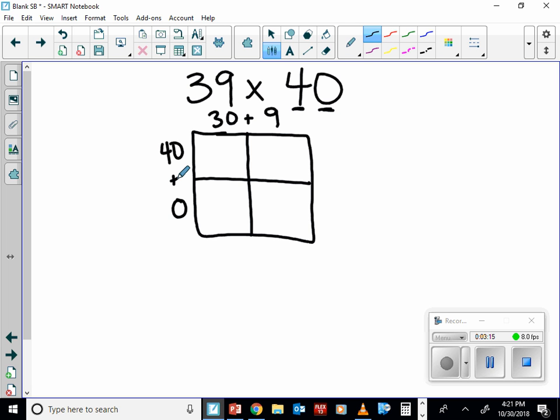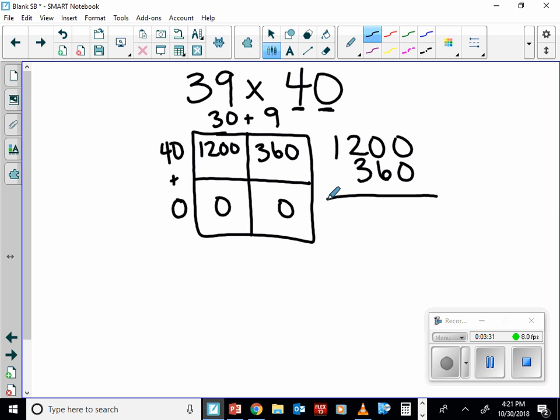So 4 times 3 is 12. Add 2 zeros. 4 times 9 is 36. Add 1 zero. 30 times 0 is 0. 0 times 9 is 0. Okay, go off to the side. I have 1,200, 360, and then I have my zeros. I can add them in or I can skip them. So that means that 39 times 40 equals 1,560. Let me show you one more problem.